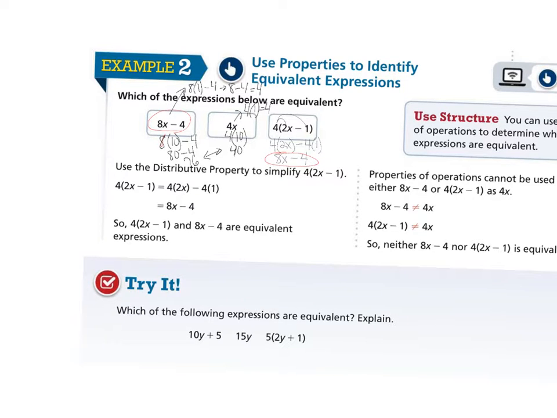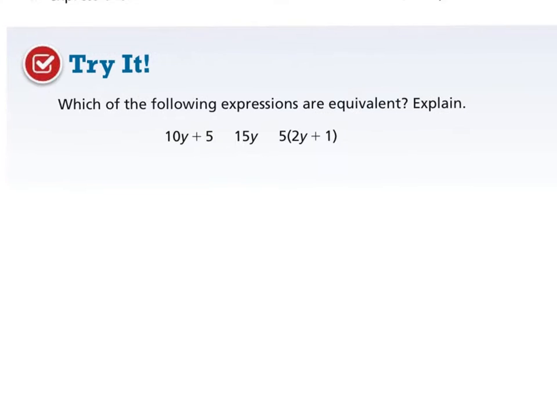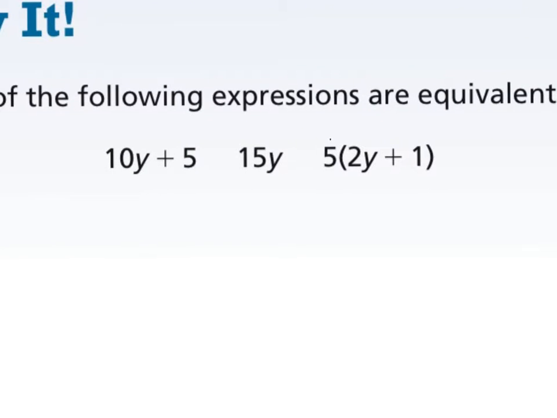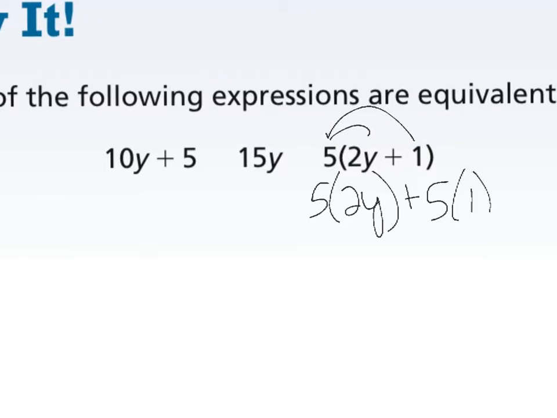Okay, so let's look at the try it. On this example, again, we can key in on that last expression. We can use the distributive property here. So we're going to take 5 times 2y and then plus 5 times 1. When I use the distributive property, notice the arcs I'm making up above here. That's a reminder to myself that I need to multiply to all of these parts.